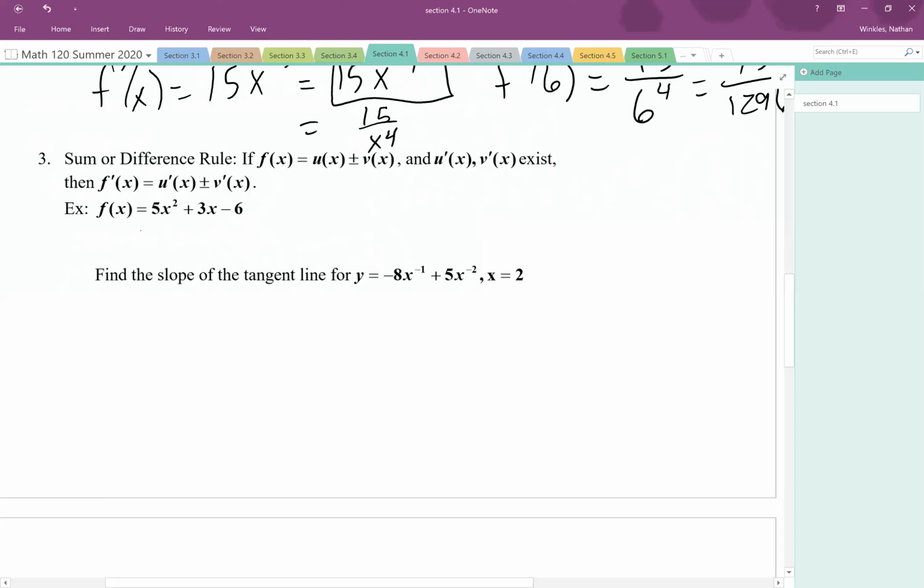So to find our derivative here, basically the simplified way of what that rule tells us is look at each individual term and do the operation on it by itself. So the derivative of 5x squared is going to be 10x. The derivative of 3x is going to be 3. The derivative of negative 6 is 0, so there's no need to write it. So therefore, our derivative is 10x plus 3.